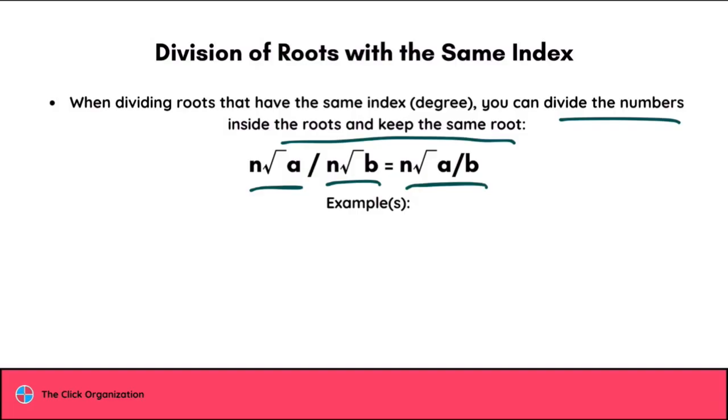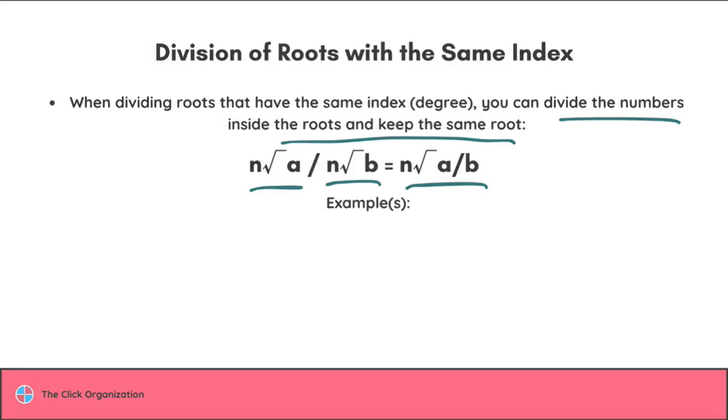Imagine you have two identical roots, similar roots, right? And then if your roots are the same type, you don't need to make them two separate roots. You only divide the numbers that are different, and you keep the root.